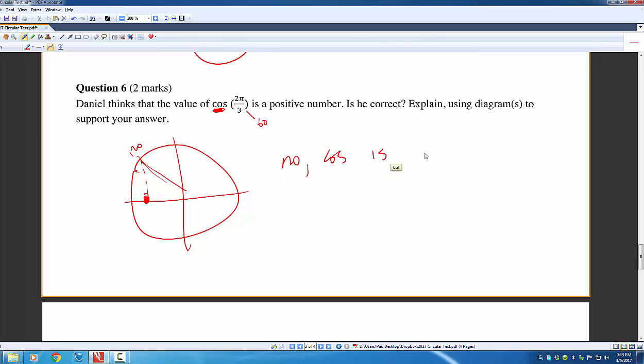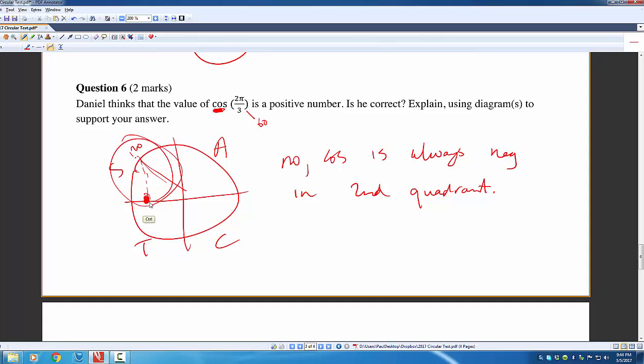Cos is always negative in the second quadrant. Okay, and a justification wouldn't be using ASTC. That's not good enough to really say only sine is positive in the first quadrant. The diagram really needed to show that the cos will be negative there. So you can't really say "All Stations to Clayton" means second quadrant, sine is the only one that's positive.